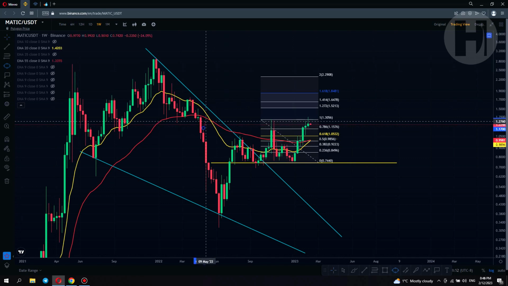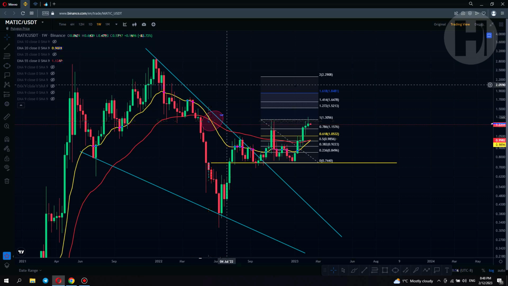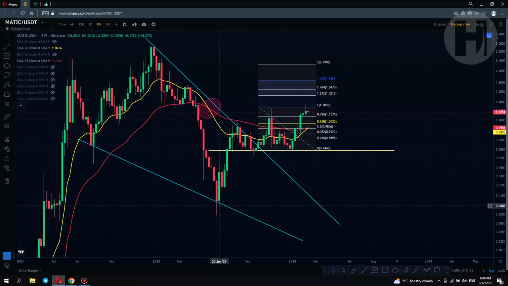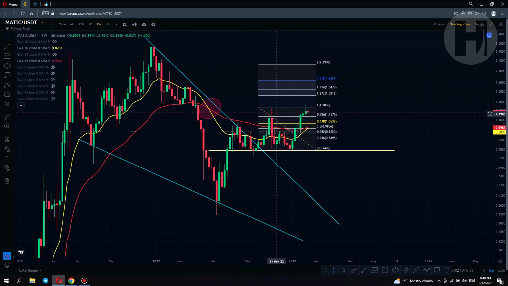You can see that we had the bearish cross all the way back here, which was in May of 2022. And after that happened, we saw major capitulation. And now we broke out of this falling wedge. We're printing a higher high here, which is great. Now all we need to do is print a higher low.